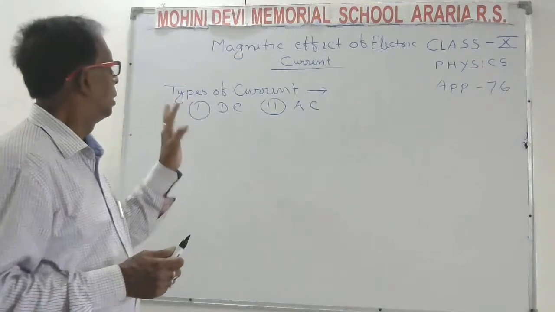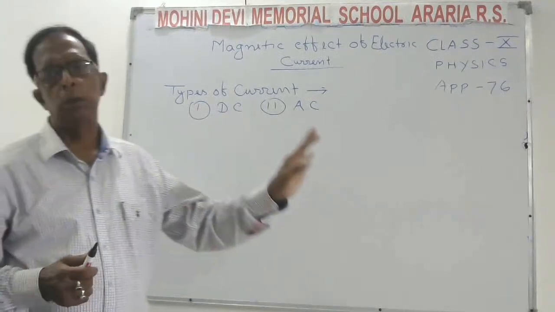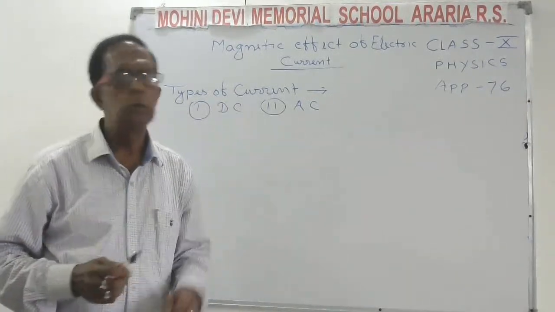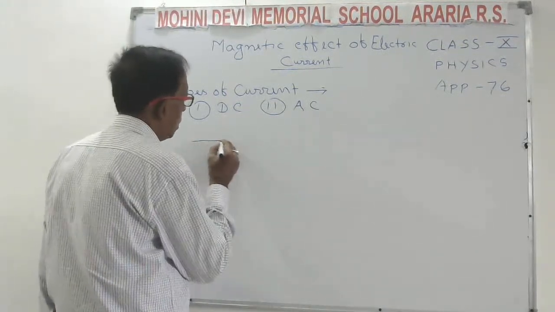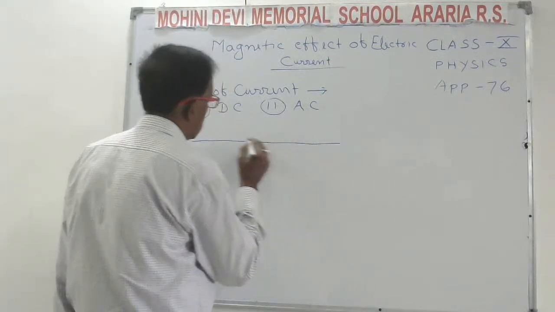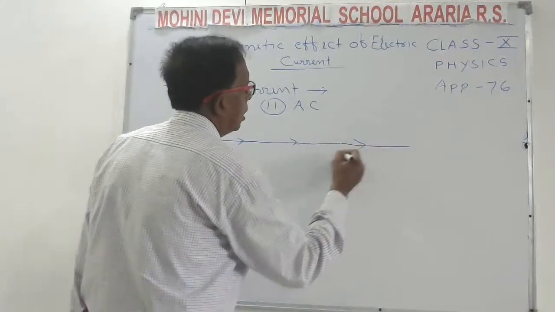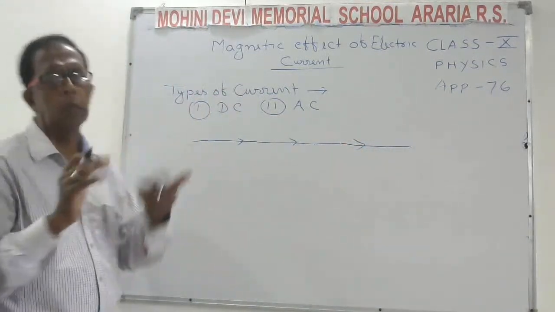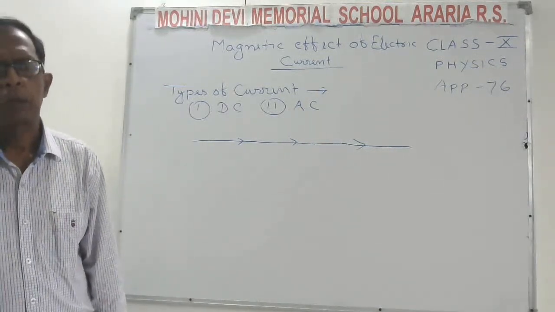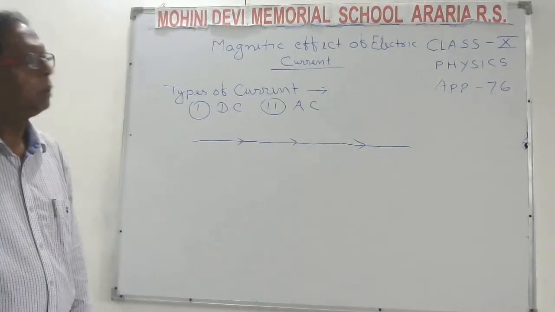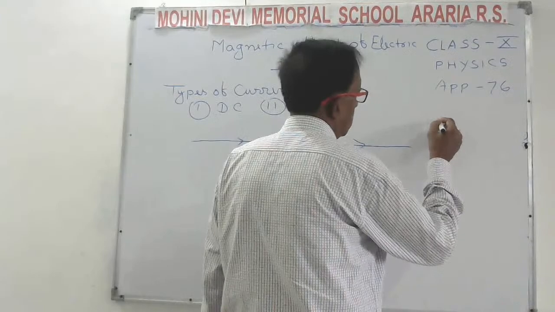It means current is of two types, DC and AC. What does it mean by DC? DC is the current which flows in the same direction at every moment through the whole circuit. In the circuit, it flows in the same direction. The direction is not changed. And it is created from a cell or battery.